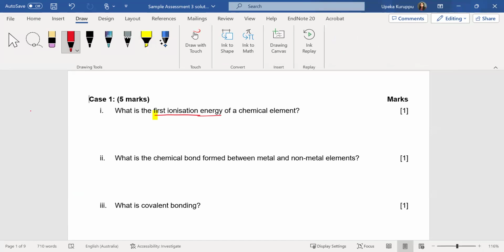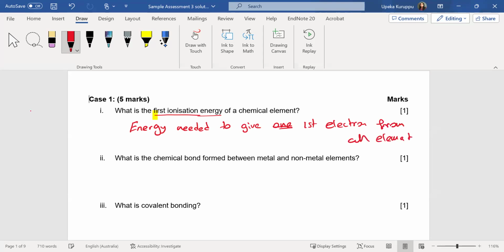So we know at the outermost shell, we can give electrons and the elements can become positive ions, isn't it? So here, the energy needed to give one, or else the first, electron from an element, we call that the first ionization energy. Are we good?